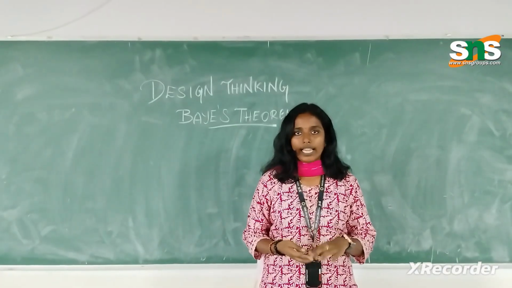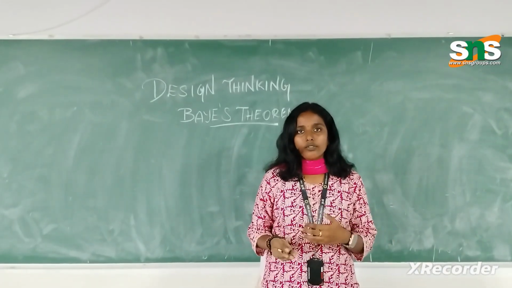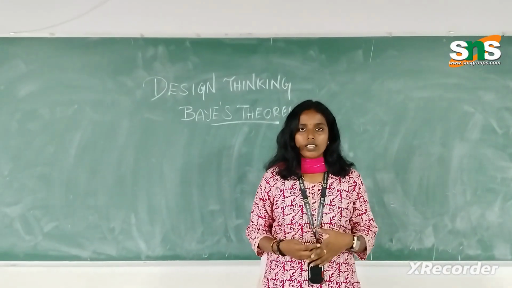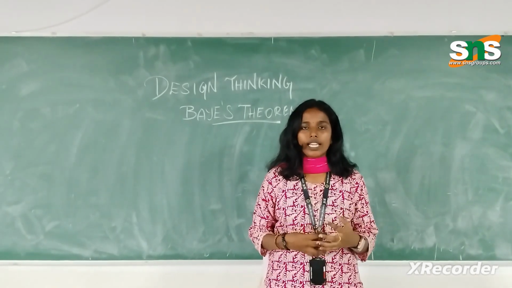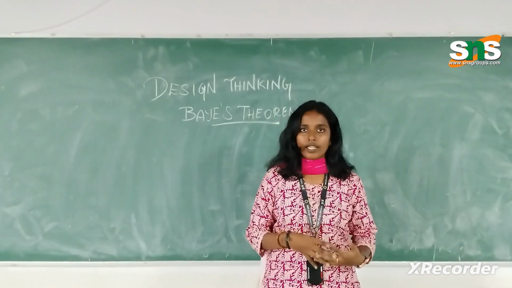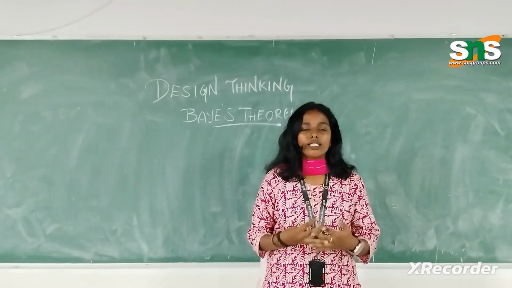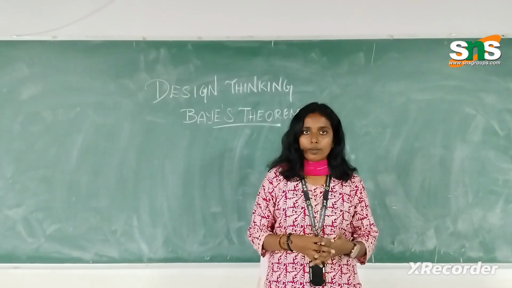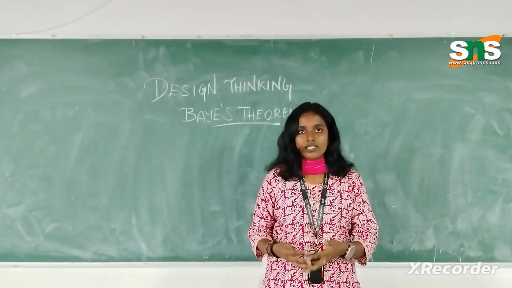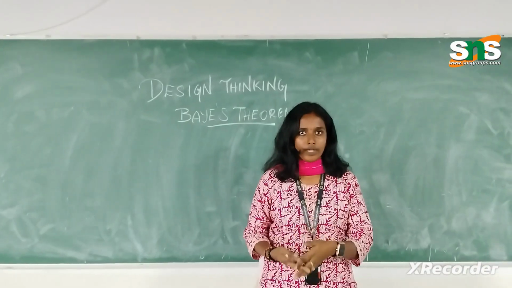Next one is likelihood, which means we collect feedback from the users. And the third one is evidence. We collect data from the users for our applications or website. And the last one is posterior probability. We update our decisions based on the data we collect from the users.